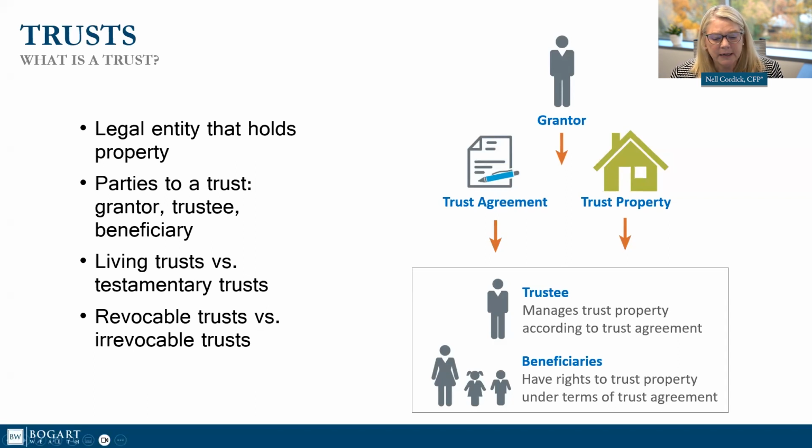If you have the right to change or end the trust anytime you want to, then it is considered revocable. If the trust cannot be changed, it is considered irrevocable. A revocable trust generally becomes irrevocable when you die or when you become incapacitated.